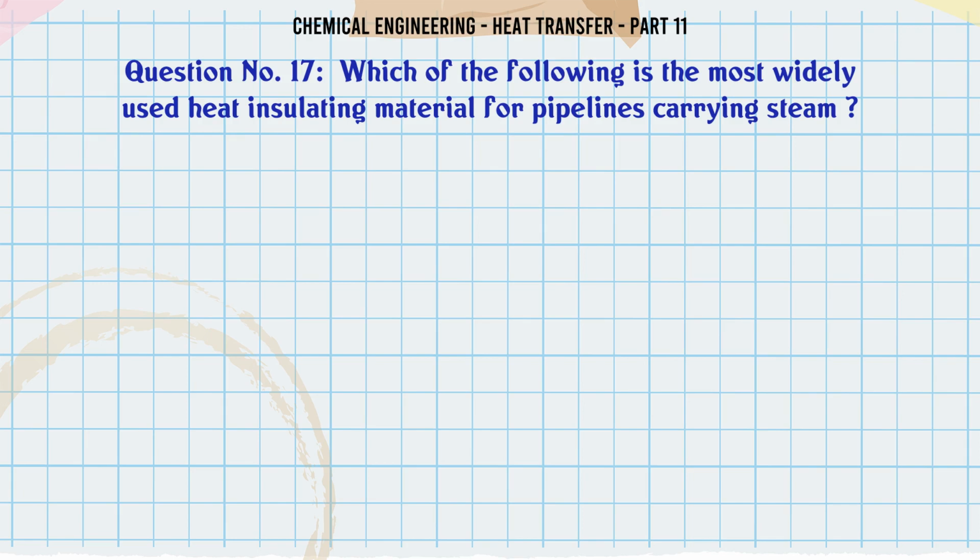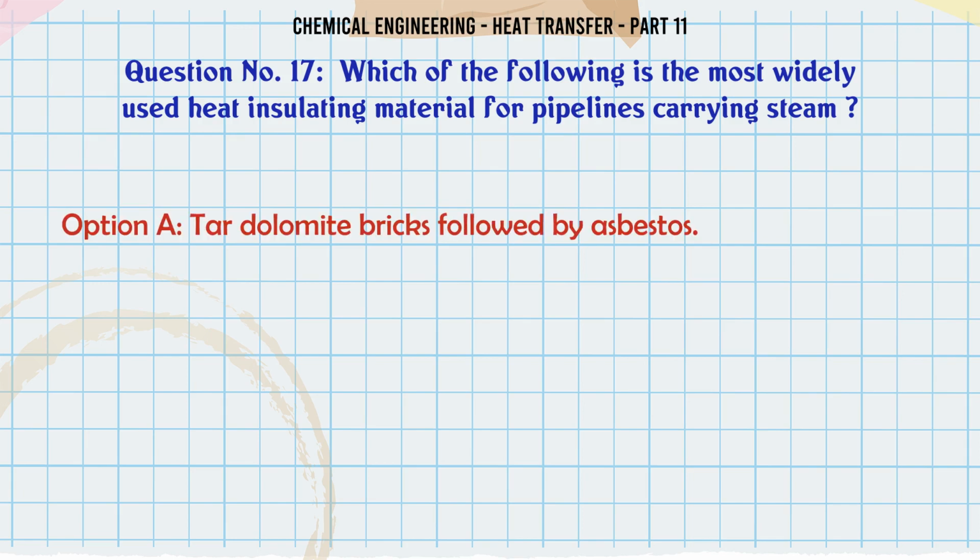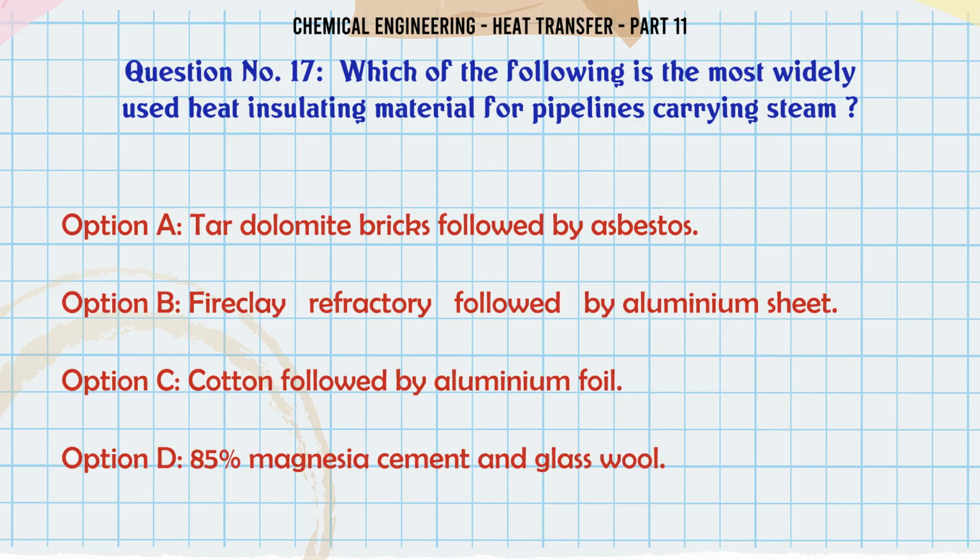Which of the following is the most widely used heat insulating material for pipelines carrying steam?